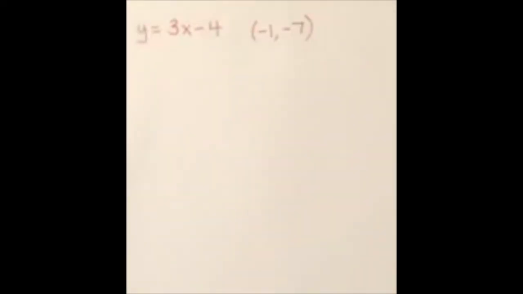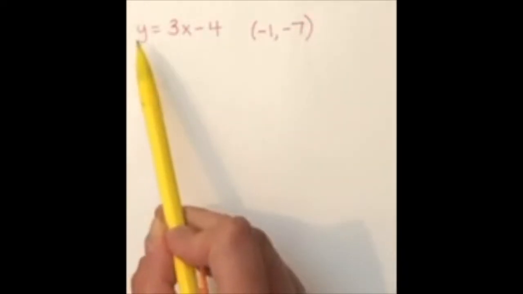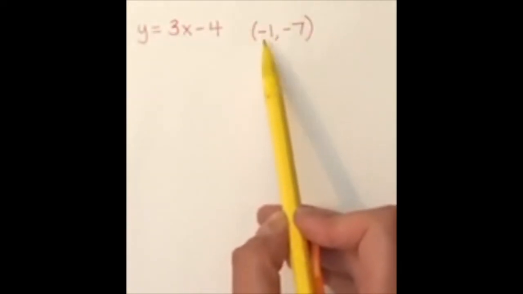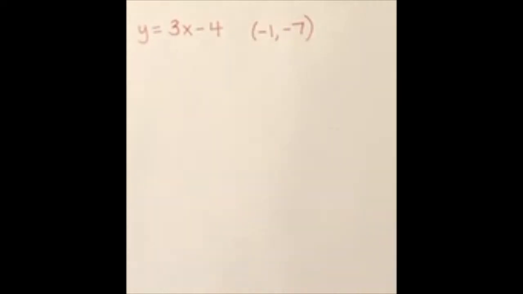Today we're going to take a look at determining whether or not a point lies on a line. But I want to do it without graphing the line. So how would we do that? Well, let's say I have the line y equals 3x minus 4. And I want to know, does the point -1, -7 lie on this line?